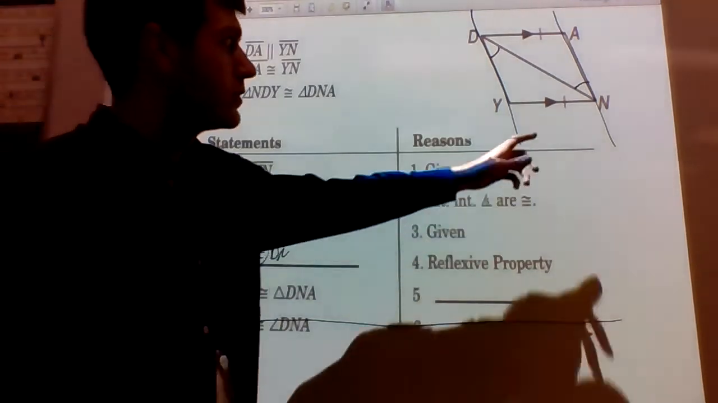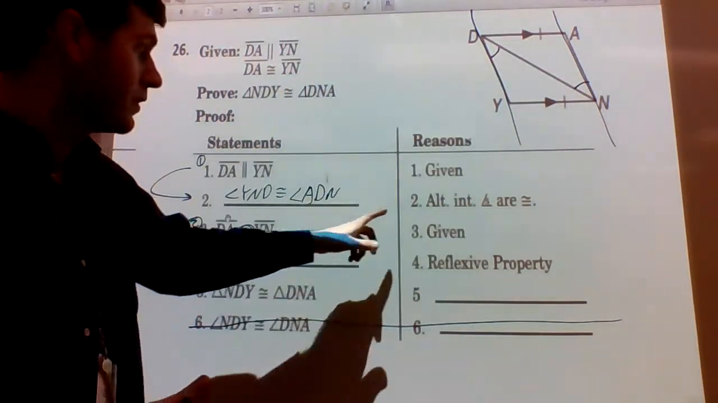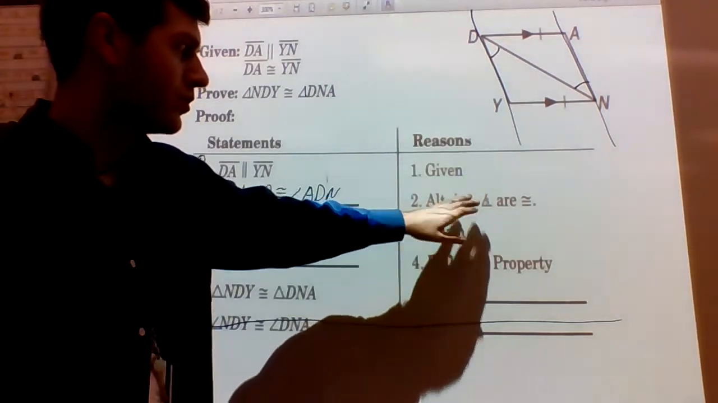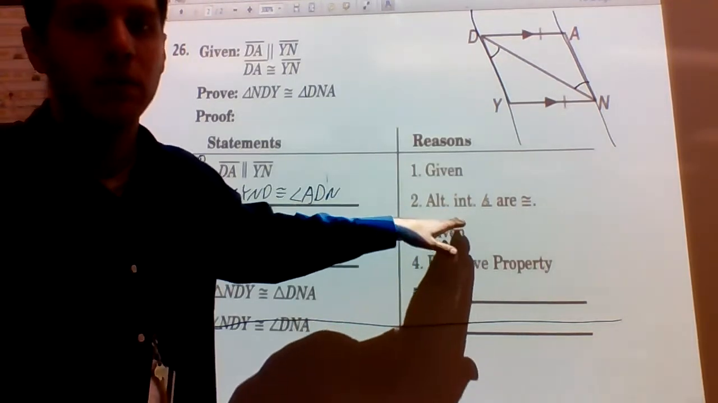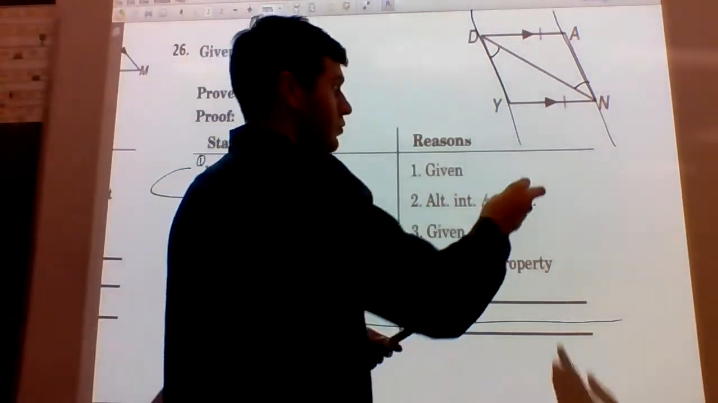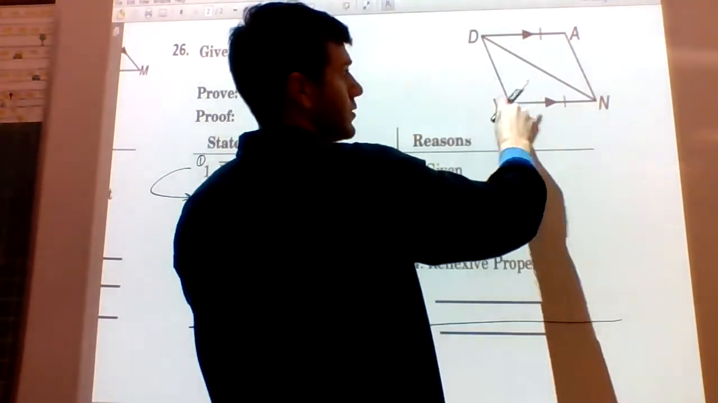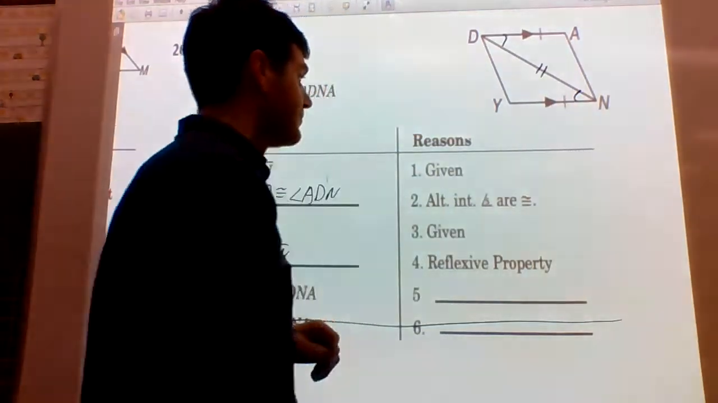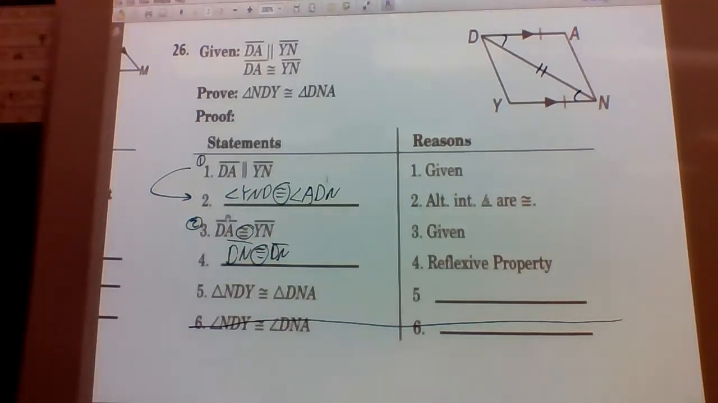Right, those are alternate interior angles, but we don't know if they're congruent, because the alternate interior angle theorem says, and that's not a full description, if the lines are parallel, then alternate interior angles are congruent. So if the lines are parallel, and in this case DA is parallel to YN, then the alternate interior angles are congruent. Okay, you now have 3 corresponding parts that are congruent.